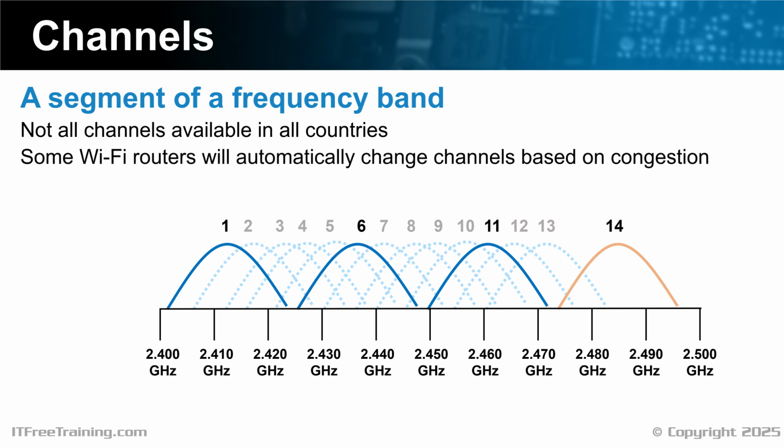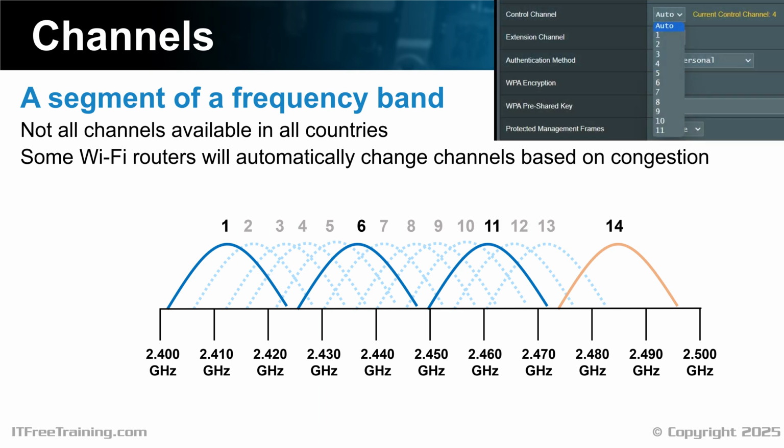Some Wi-Fi routers will automatically change channels based on congestion, assuming the router is configured to auto. Otherwise, the channel can be configured. For a lot of routers, the default channel will be set to 6. You can see in this example router, the channel is set to auto. Also, the currently used channel is 4. The router will automatically change channels as required. I could, if I wanted to, set the channel manually. This router supports channels 1 through 11.